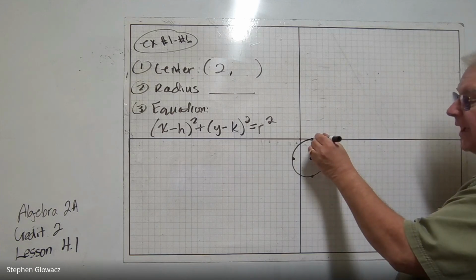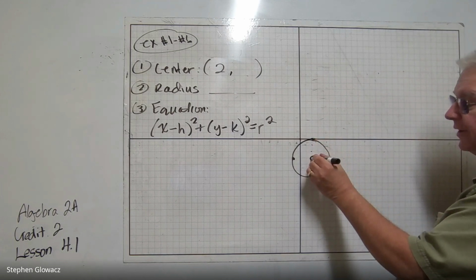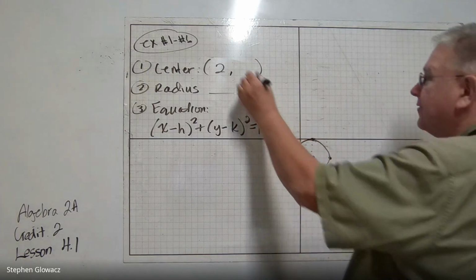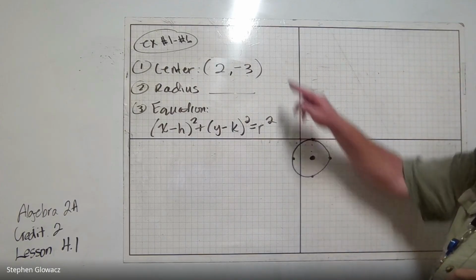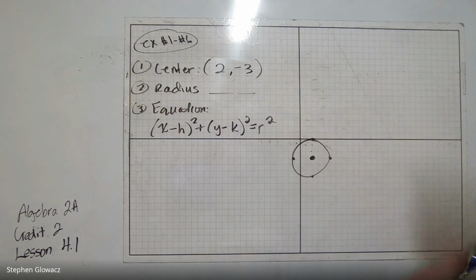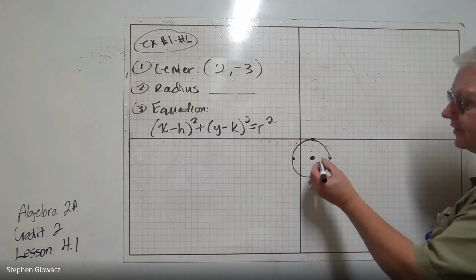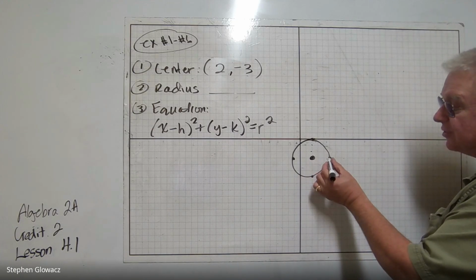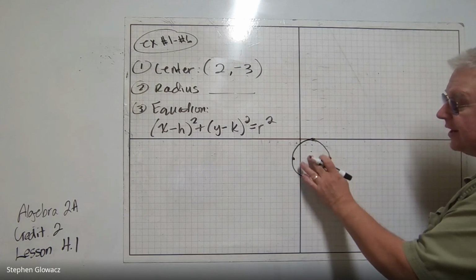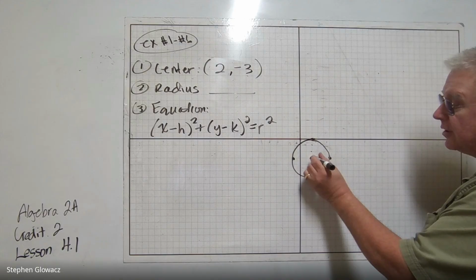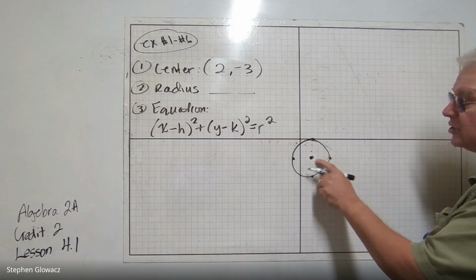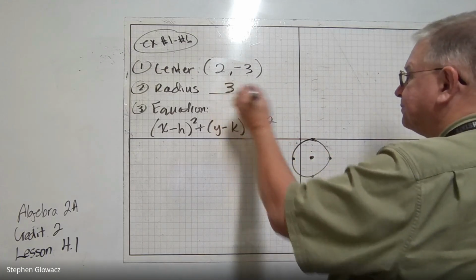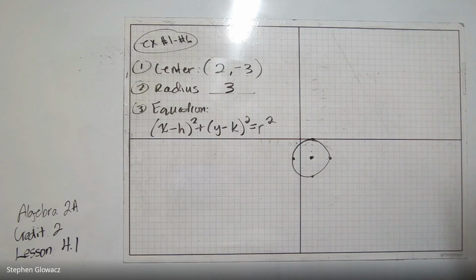And then after that, we have to go down 1, 2, 3 squares. Since we're going down, that's negative. If we had gone up, that would have been positive. So our center is at (2, -3). The radius is simply the distance from the center to the edge of the circle. So let's count the squares there. Maybe make that a little bit smaller so we can see the squares. 1, 2, 3 squares. So our radius is 3. Now we're going to use that information to write the equation of the circle.